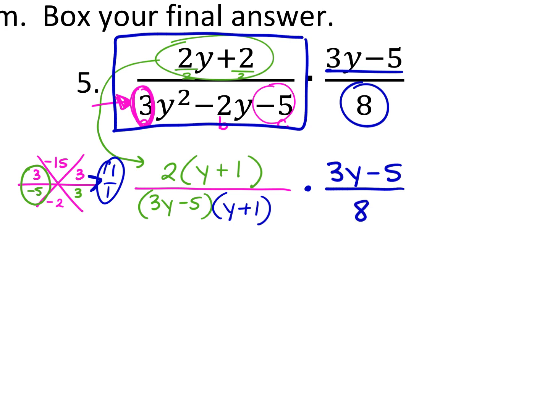Okay, so now you're here. This is your factored form. You have a 3y minus 5 on top, and you have a 3y minus 5 on bottom. So with multiplication, it's essentially making this one big bar, right? So that means this over this is 1. They go away. What else can you do on this one?